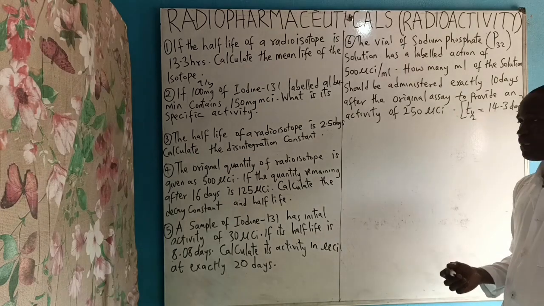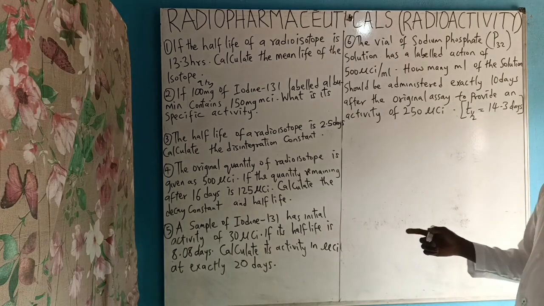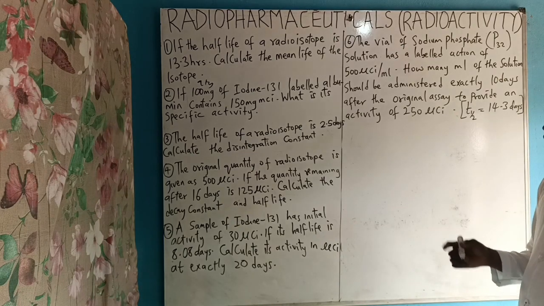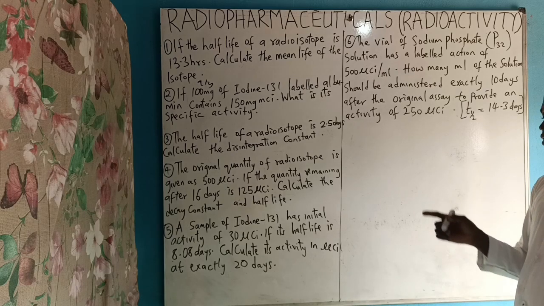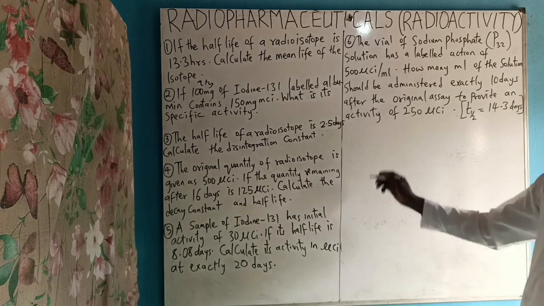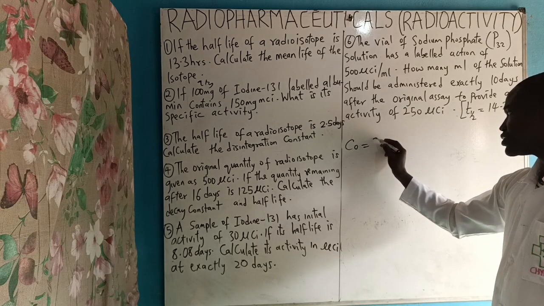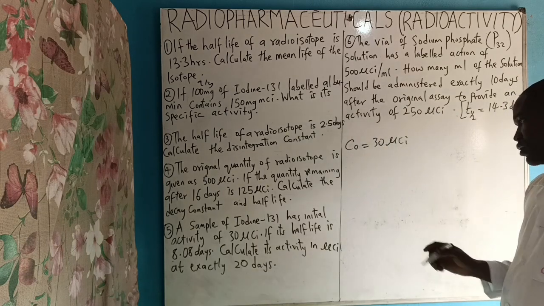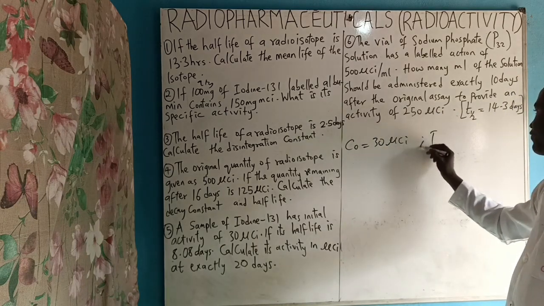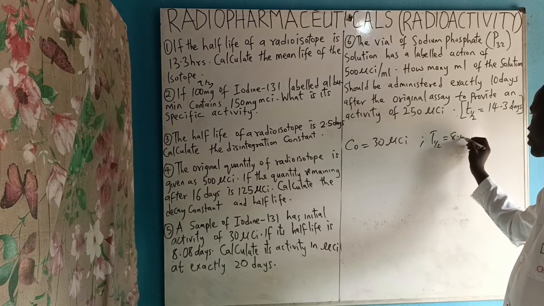Question number 5. A sample of iodine 131 has an initial activity of 30 microcurie. If its half-life is 8.08 days, calculate it. So the initial C0 is 30 microcurie, and its half-life is equal to 8.08 days.